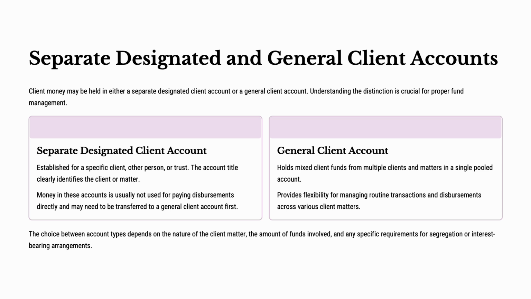Separate designated and general client accounts. Client money can be held in a separate designated account for special clients or wealthy clients, or in a general account for multiple clients. Money in a separate account is usually not used for disbursement directly and must first be transferred to the client account, and afterward it is used. The SRA rules require accurate records of all balances to ensure no client's money is used without permission. Treat each client account like a locked box. You cannot dip in unless the key is there. So that's the key to understanding.